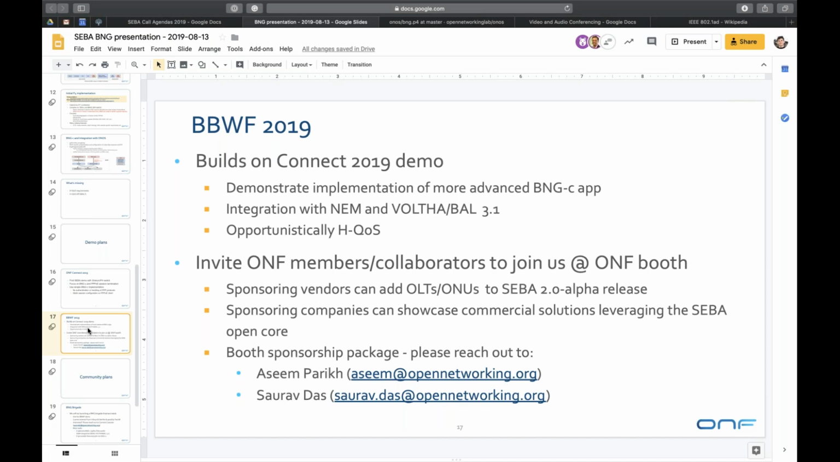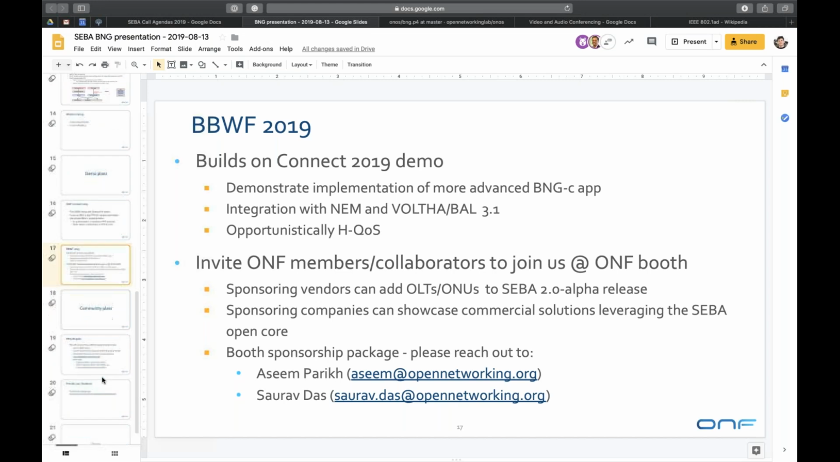We are looking at $7,500 per sponsor, and obviously those sponsors would be invited to not only add their hardware into the pods and talk about the hardware, but also showcase any commercial solutions they have leveraging the open core. The idea is not to show anything which is non-SEBA based, obviously, in the ONF booth, but anything which is related to SEBA and leverages SEBA, open source, and open core. That is what we expect the sponsors to show and promote at the booth.